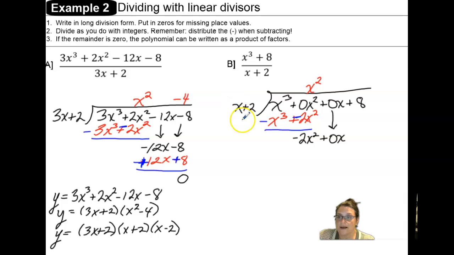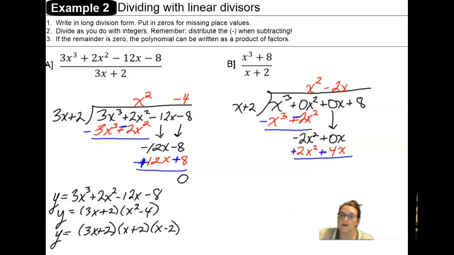So x times what is negative 2x squared? That answer would be a minus 2x. Then I distribute to the divisor. So negative 2x times x is negative 2x squared. And negative 2x times positive 2 is, whoops, wrong sign, a negative 4x. Okay, then I'm going to draw a line and change both signs. So this negative becomes a positive and this negative becomes a positive.